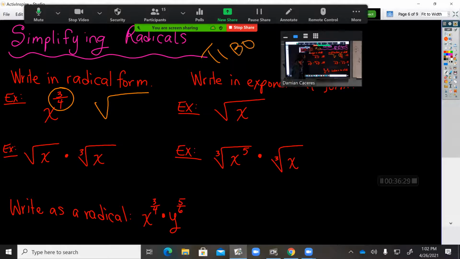Top in, bottom out. So the x comes over here in the middle, but the top number goes in as an exponent. The bottom number goes out here as a root. Done. Top in, bottom out.